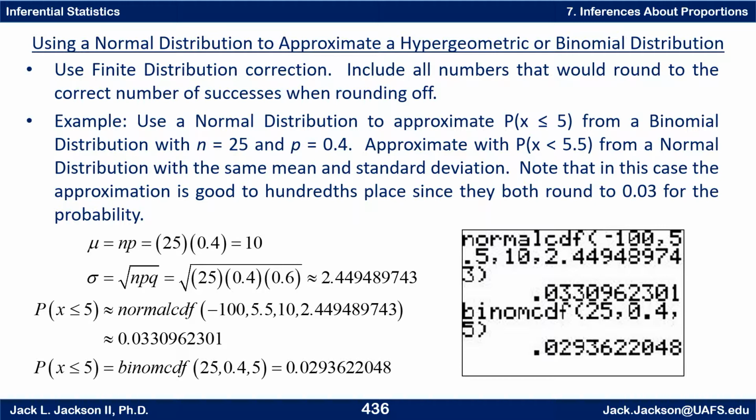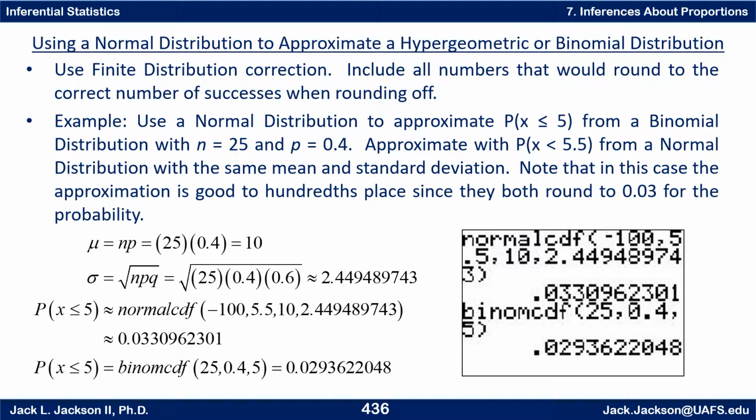Notice in this case the approximation is good to the hundredths place since they both round to 0.03 for the probability. So remember, from a binomial, mu is n times p, so in this case that would be 25 times 0.4, which is 10. The standard deviation, sigma, is the square root of n times p times q, so that's the square root of 25 times 0.4 times 0.6, which is about 2.449. And for the probability that x is less than or equal to 5, we use a normal CDF going up to 5.5 from essentially negative infinity with a mean of 10 and standard deviation of that amount.